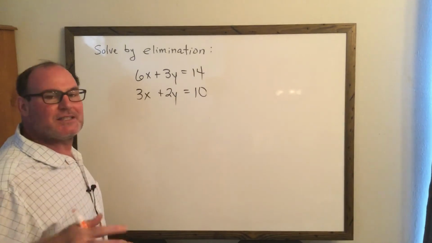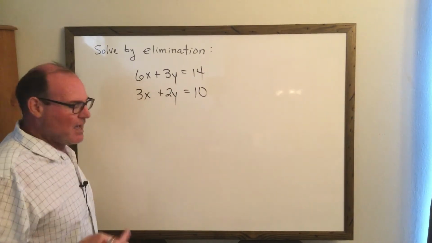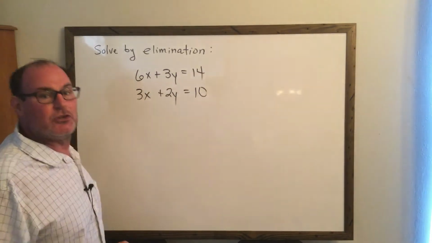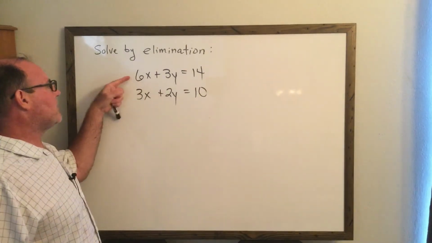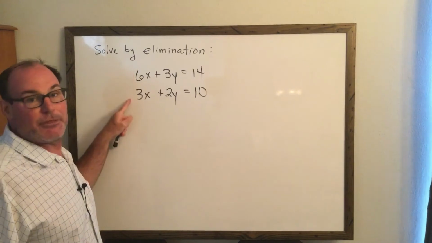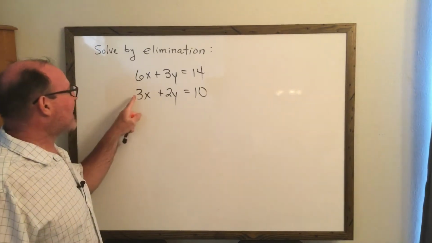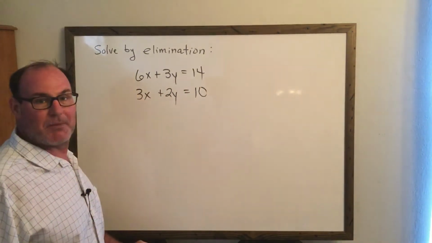You always want to take the path of least resistance. The fewer steps you have to do, the fewer chances to make mistakes. So when I do the x's, I notice the common multiple between 6 and 3 is 6. So what that means is I only have to multiply the bottom equation by something.